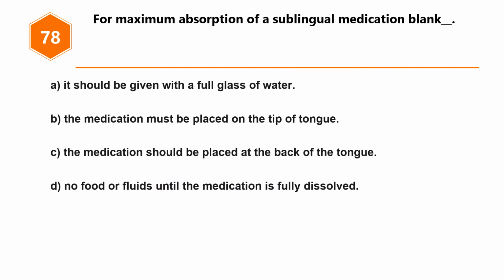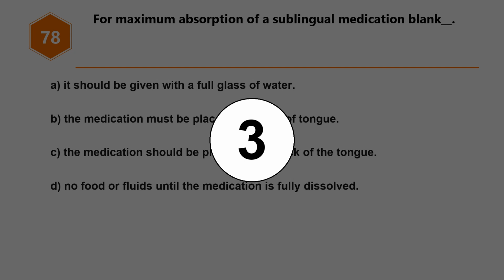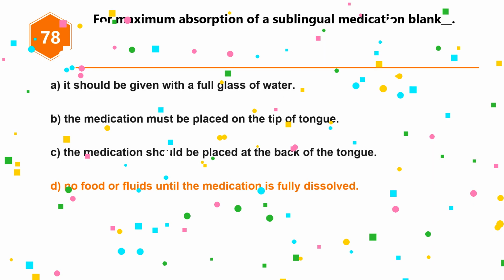Question 78. For maximum absorption of a sublingual medication blank blank. Option A. It should be given with a full glass of water. Option B. The medication must be placed on the tip of the tongue. Option C. The medication should be placed at the back of the tongue. Option D. No food or fluids until the medication is fully dissolved. The correct answer is option D. No food or fluids until the medication is fully dissolved.